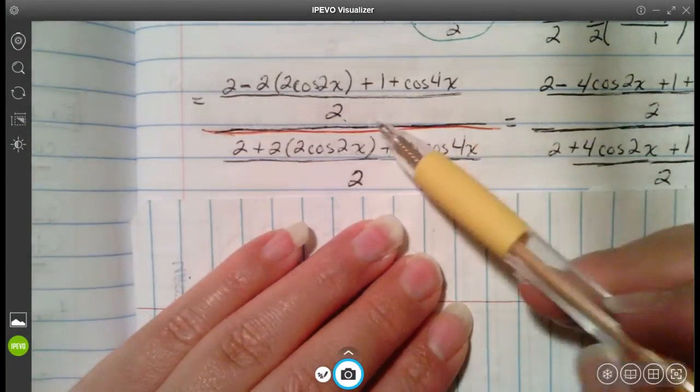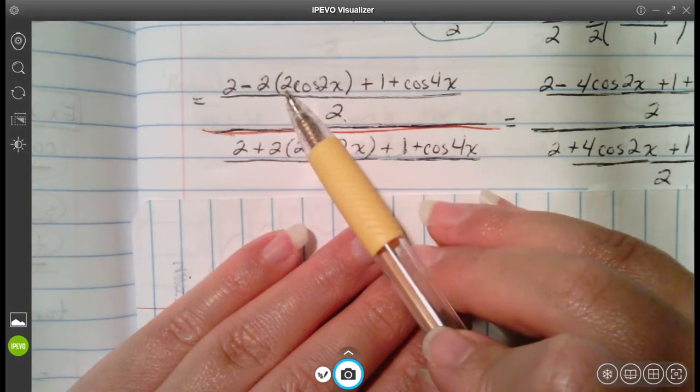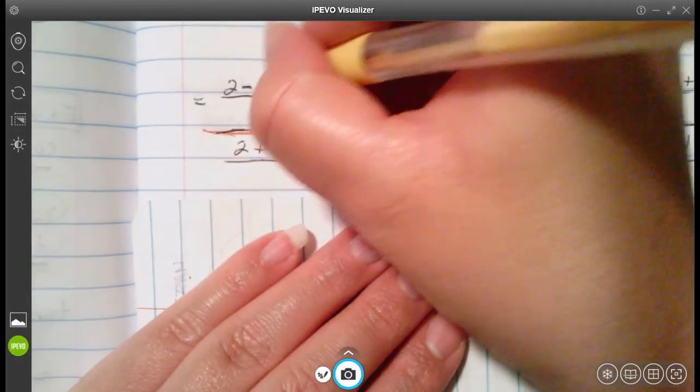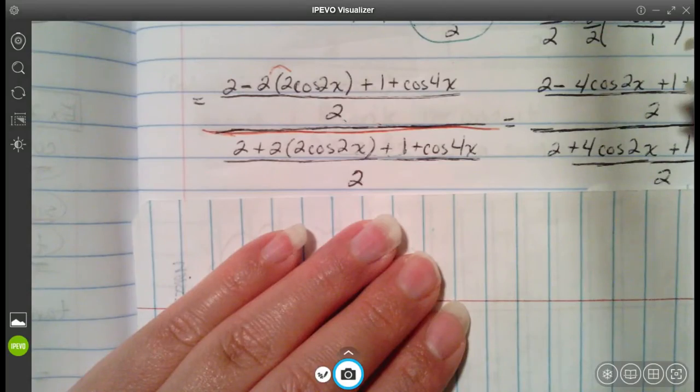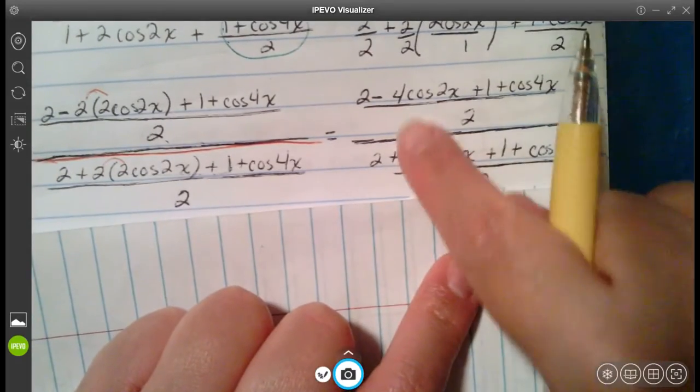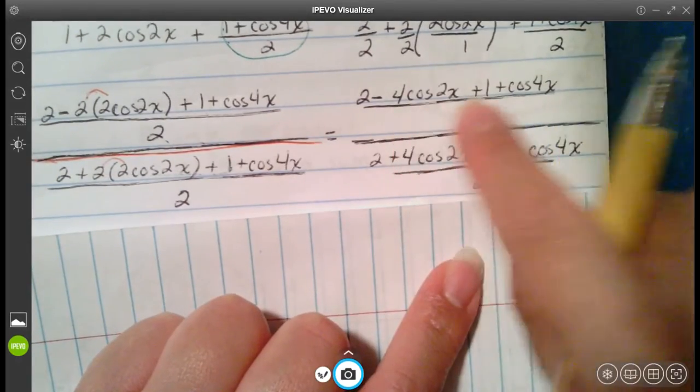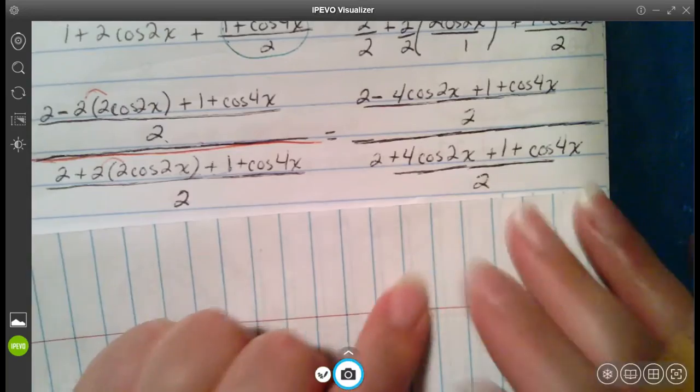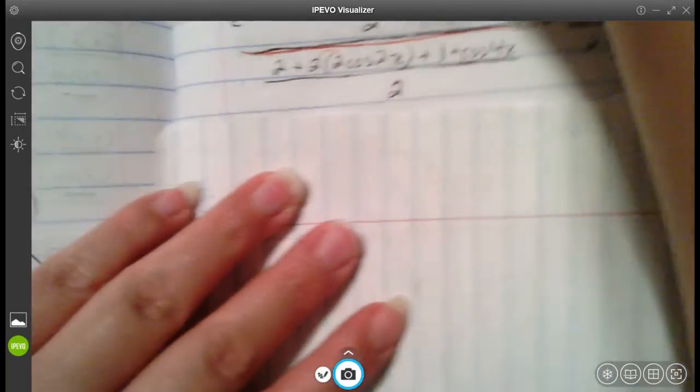And then at this point, I went ahead and just did all the distribution. So I said, I'm going to go ahead and distribute this and distribute this one, which 2 times 2 will give us 4. Okay, and that's the only difference from here to here. We have a 4 there and we have a 4 there. Okay, no big deal. Almost done with this one.